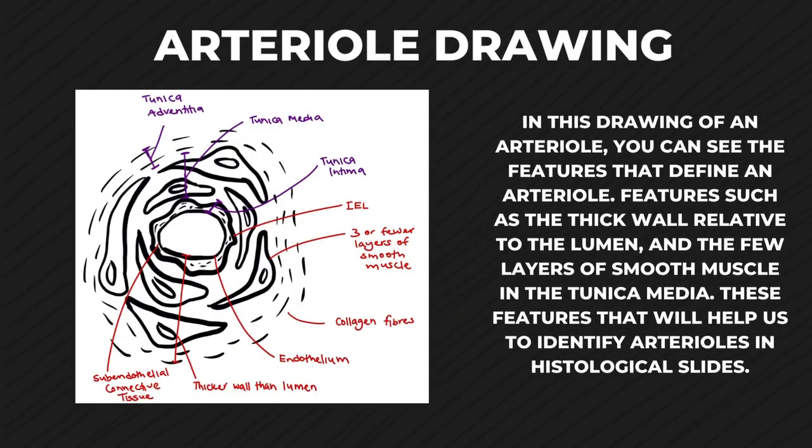In this drawing of an arteriole, you can see the features that define an arteriole. Features such as the thick wall relative to the lumen and the few layers of smooth muscle in the tunica media. These features will help us identify arterioles in histological slides.